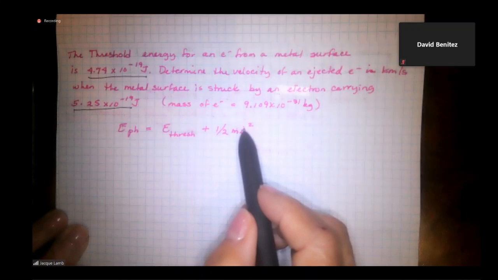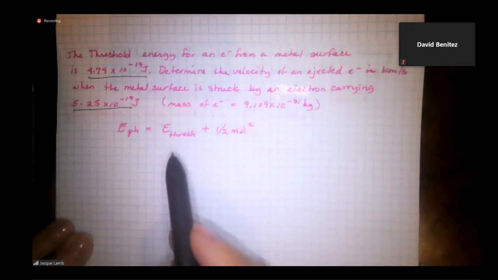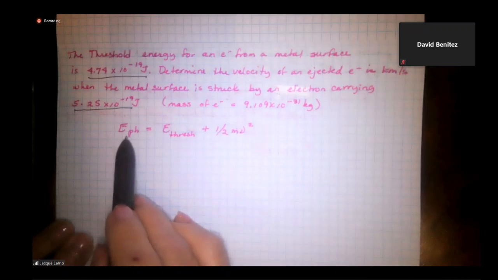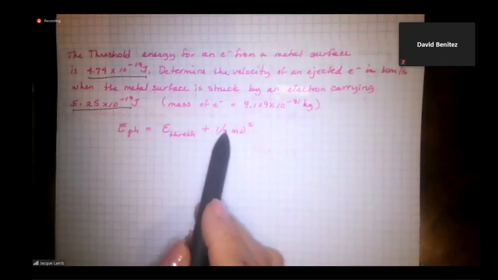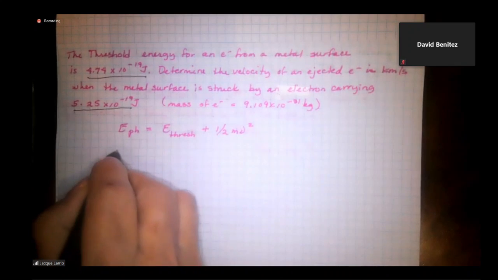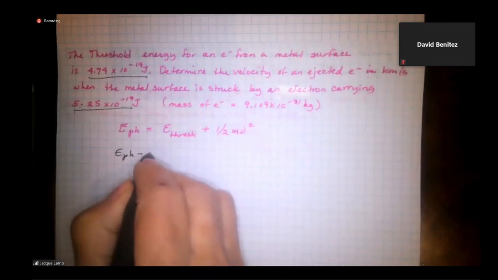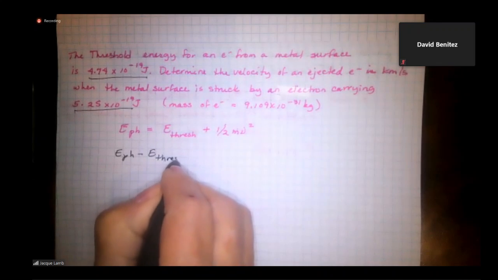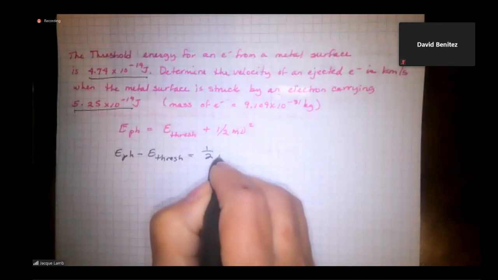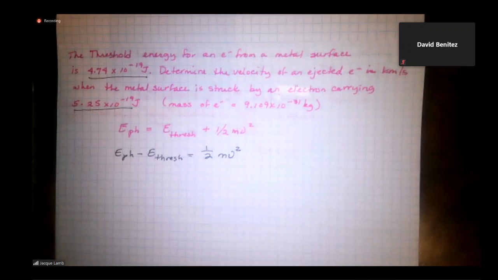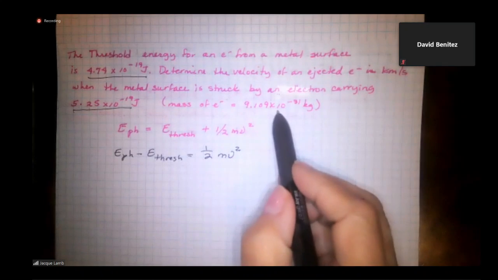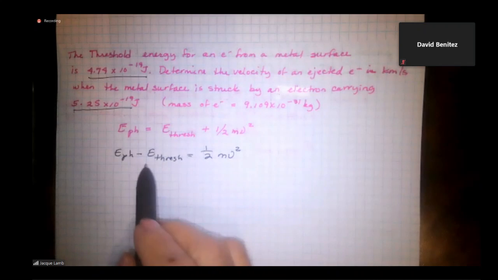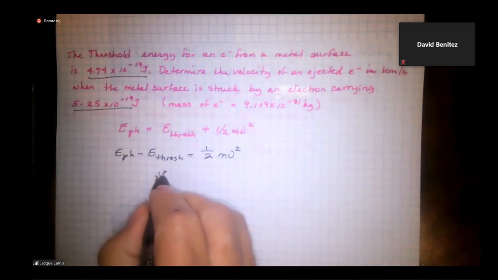One of the common mistakes in simplifying this equation was people divided both sides by the threshold energy. This is an addition term, so it's E of the photon minus E threshold is equal to 1/2 mv squared. And then you can simplify, you're given the mass of the electron, you can simplify 1/2 times this mass. Now you divide both sides by that and you end up in this case with v squared.